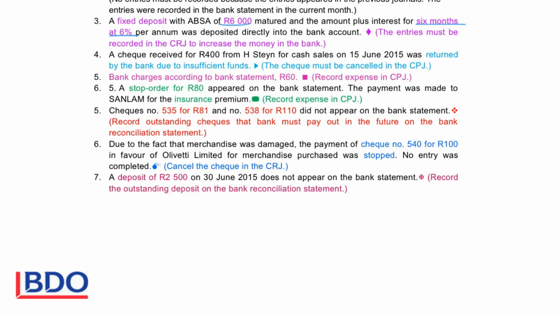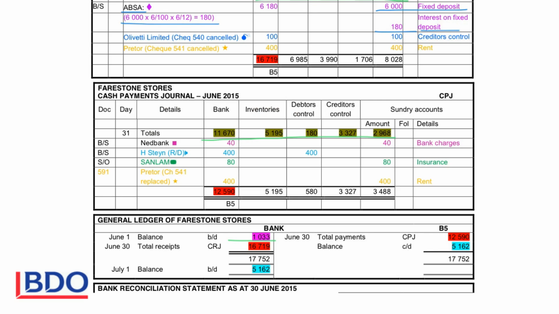A check received for 400 from H. Steyn for cash sales on the 15th of June was returned by the bank due to insufficient funds. So although it was cash sales, we can't cancel the sales because we sold the goods. We have to cancel the check and show that H. Steyn owes us money, so we will create a debtor. When we received the money from Steyn, we debited our bank account and recorded it in the cash receipts journal. Now we have to cancel this check in the cash payments journal and show that the debtor owes us 400 Rand.